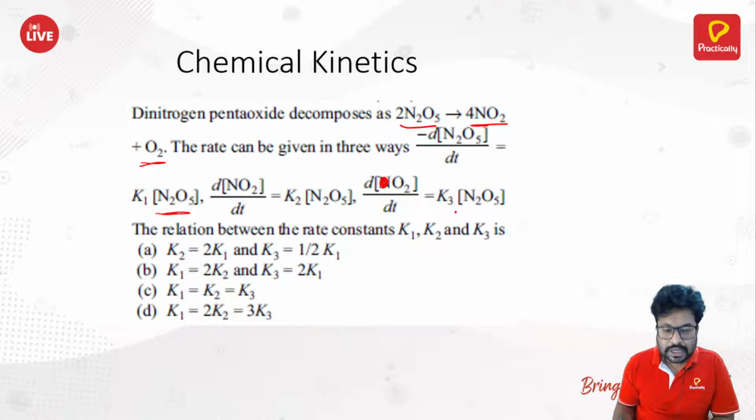O2 is equal to, because there is one reactant and 2 products. So one reactant and the other 2 products we have already got. What was remaining is dO2 divided by dt is equal to K3[N2O5]. What is the relationship between K1, K2 and K3?